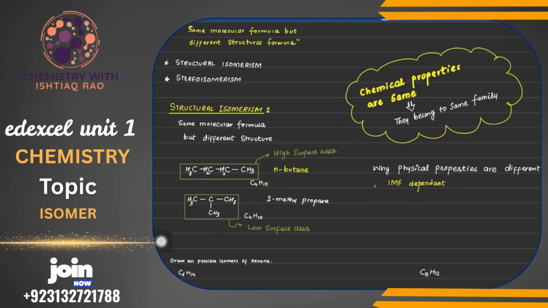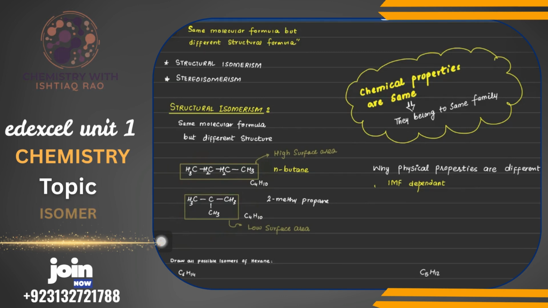But the chemical behavior would be the same. You know why the chemical behavior would be the same? Because the number of electrons, like they belong to the same family. It's an alkane and it's also an alkane. Since they belong to the same family, they all are alkanes.